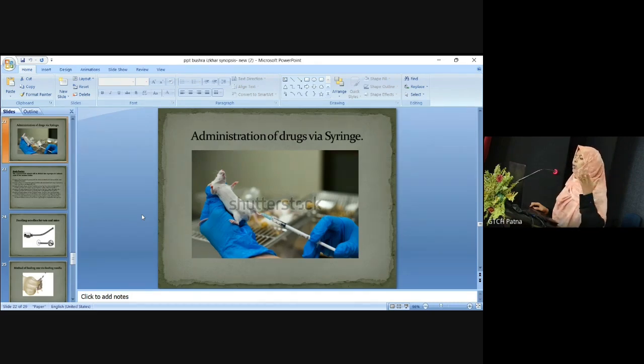You can see how they are holding the nape of the neck of a rat, and then they are injecting the drug intraperitoneally.